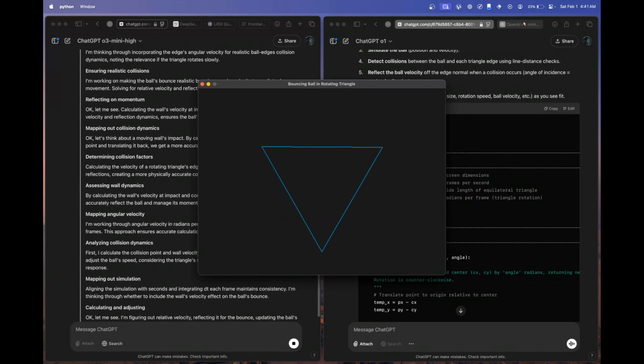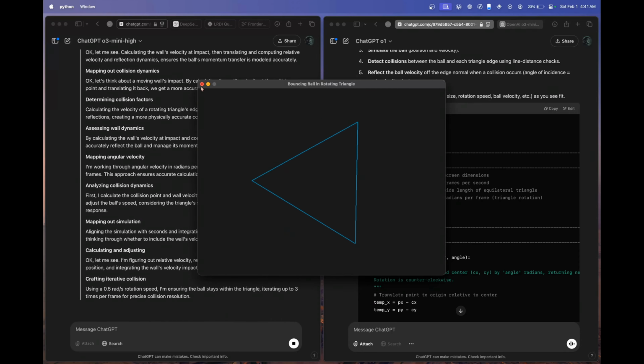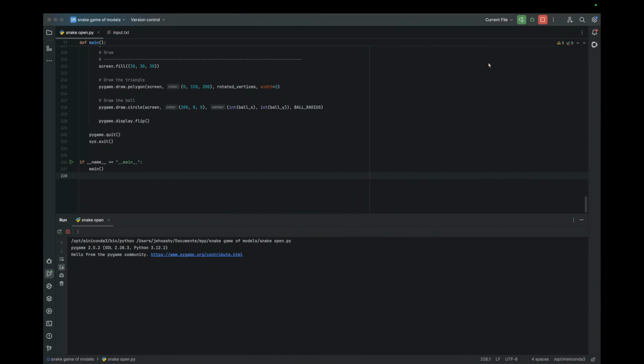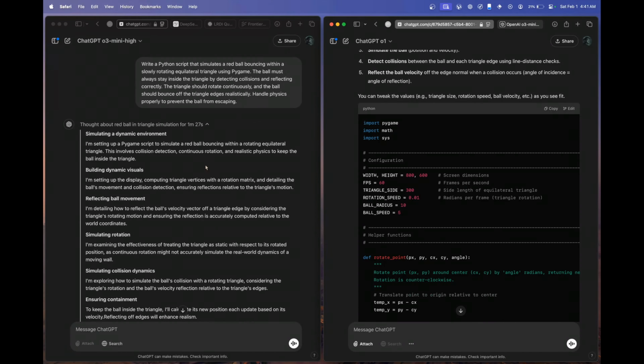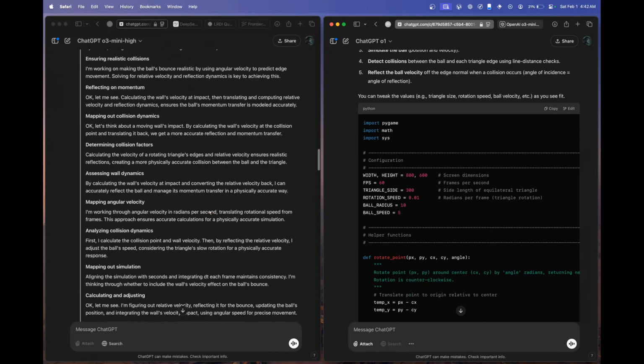Let's see. Okay, so the ball just escaped. Let's try one more time. Let's run this. Okay, so the ball escaped. So this is a fail from the O1 model. Meanwhile, O3 Mini is done and it has thought for around 1 minute and 27 seconds. Let's see.